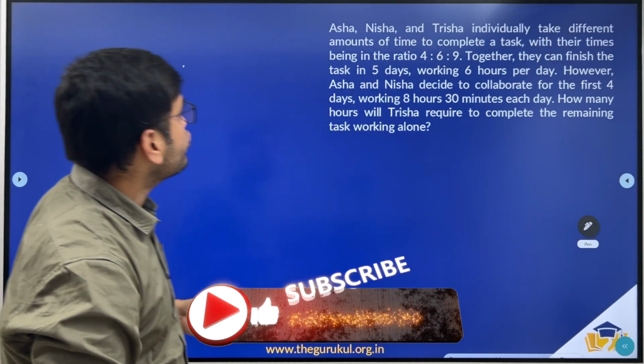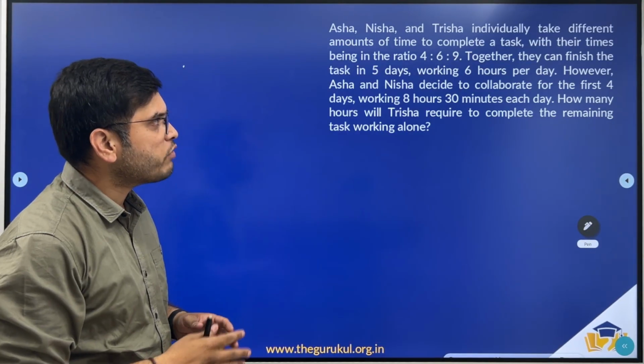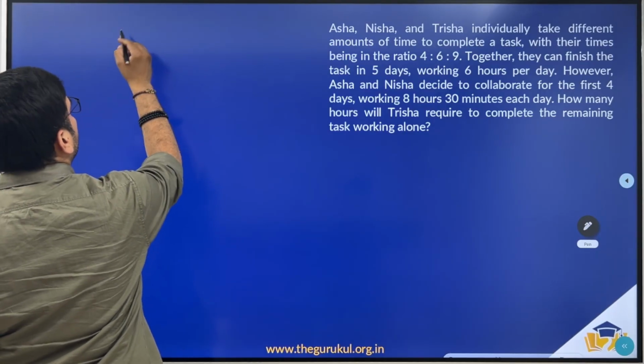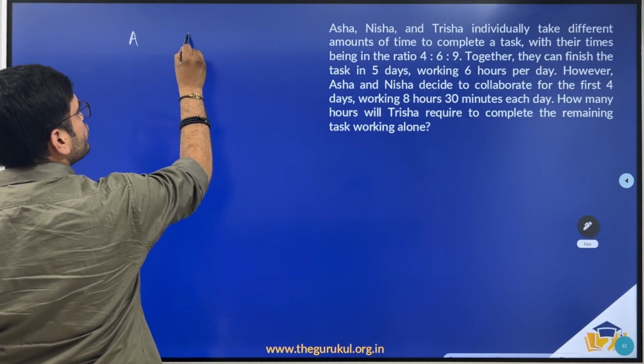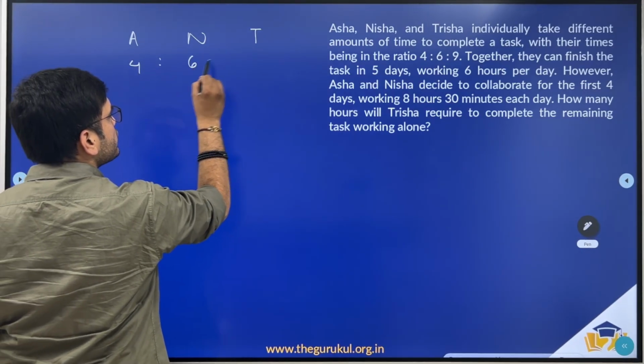Now coming to the fourth question. Asha, Nisha and Trisha individually take different amounts of time to complete a task, with their times being in the ratio 4 is to 6 is to 9. So we are given the ratio of times taken by Asha, Nisha and Trisha: 4 is to 6 is to 9.